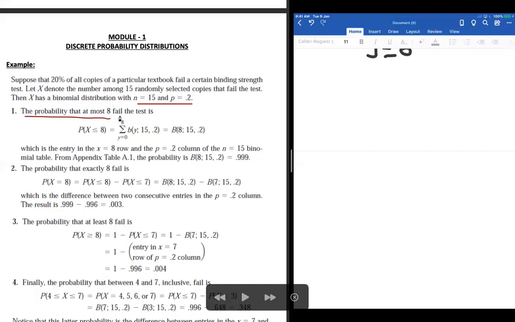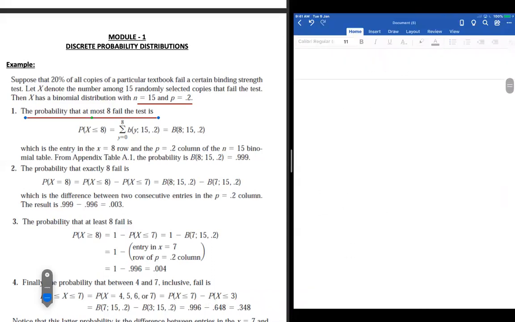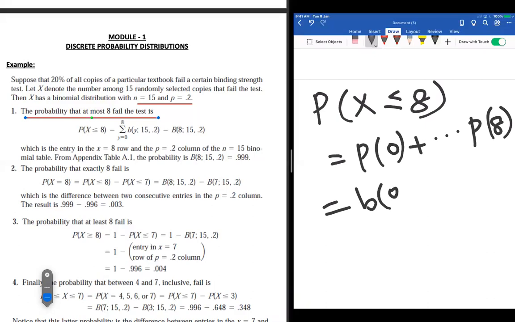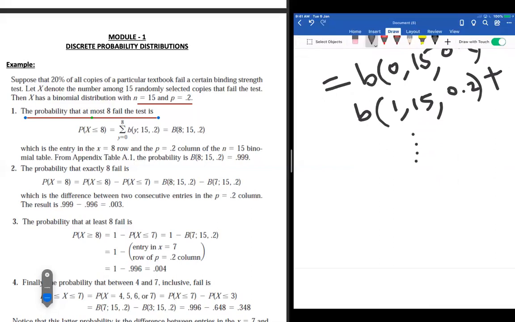Now, the probability that at most 8 textbooks fail the test is P(X less than or equal to 8), which is equal to P(0) plus and so on up to P(8). Using the binomial table, this is b(0; 15, 0.2) plus b(1; 15, 0.2) plus, and so on, up to the last one, b(8; 15, 0.2).